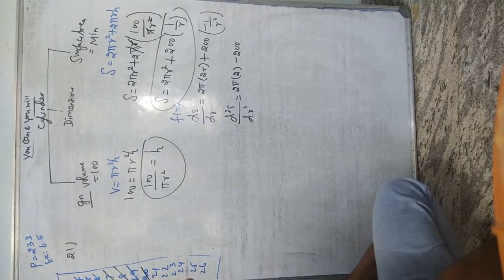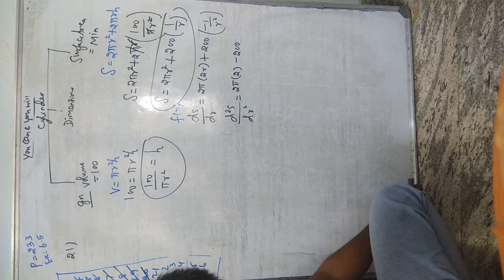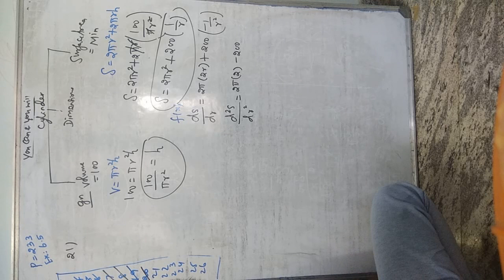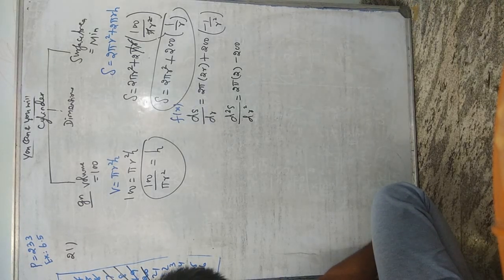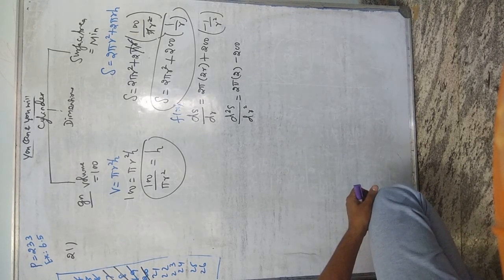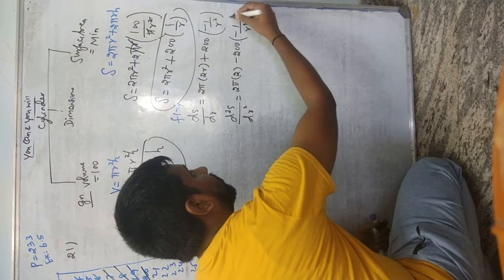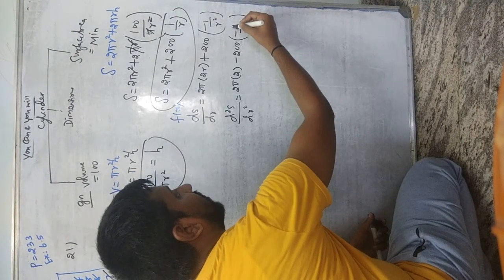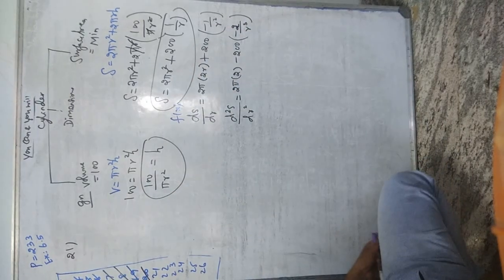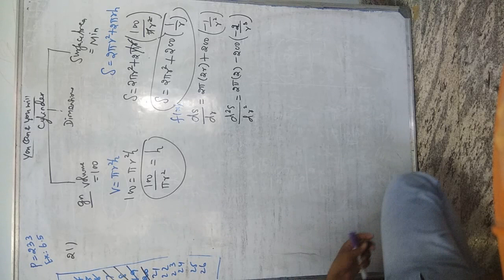1 by r² differentiate, what will you get? 1 by r² differentiated, 100%, you will get minus 1 upon r³. So minus 1 upon r³, minus 2 upon, I think so. So 2 will come, right? So it will become plus 400 upon r³. Correct. 400 upon r³.